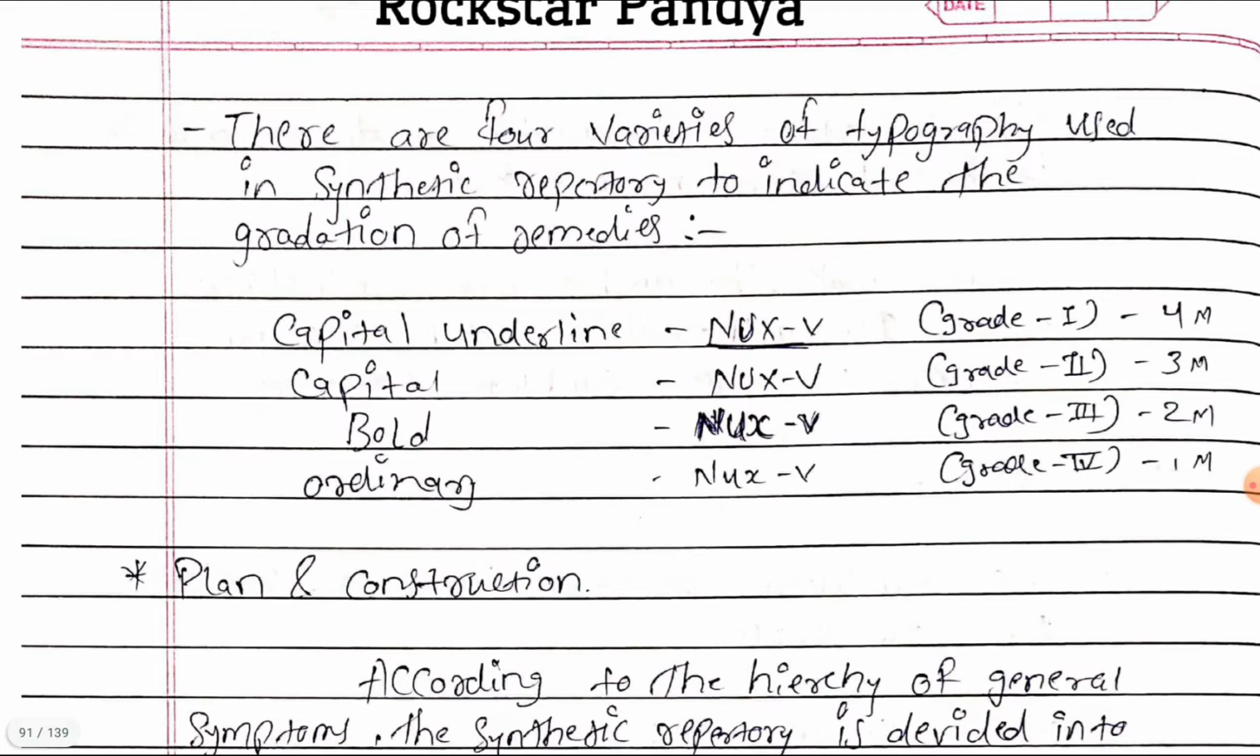There are four varieties of typography used in synthesis repertory to indicate the gradation of remedies: capital underline, which is the capital letters with underline, which is grade 1; capital, which is grade 2 or the 3 marks; bold, which is 2 marks; and ordinary, which is 1 mark or the grade 4.